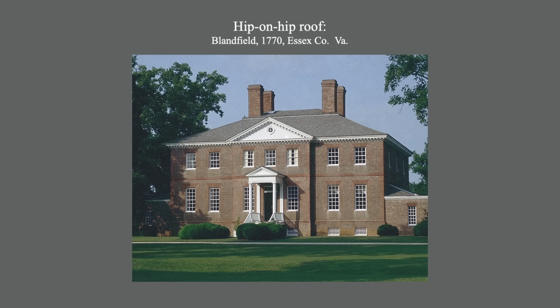Now, a variation on the hip roof is the hip-on-hip roof, as employed on Blandfield, a 1770s Virginia mansion. The extra hip was a device for visually breaking the otherwise large mass of a hipped roof when the house is very deep, or nearly square in plan, or when there is no attic story with dormers, as with Westover.